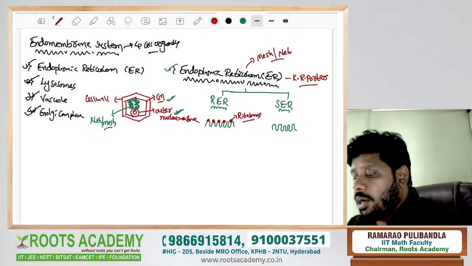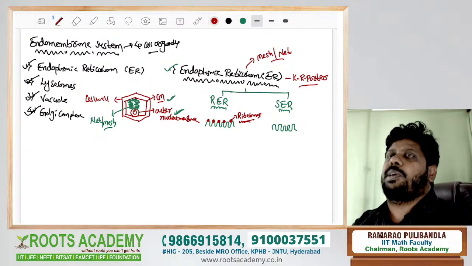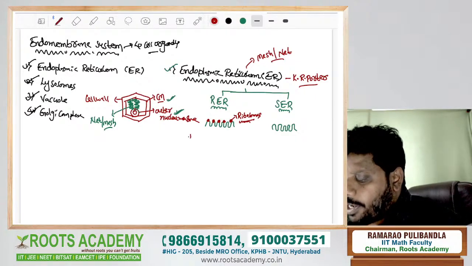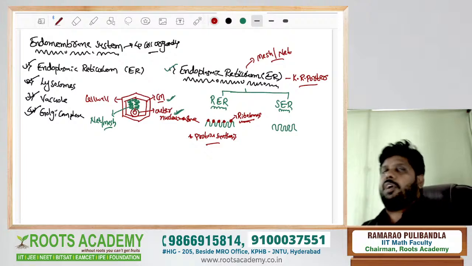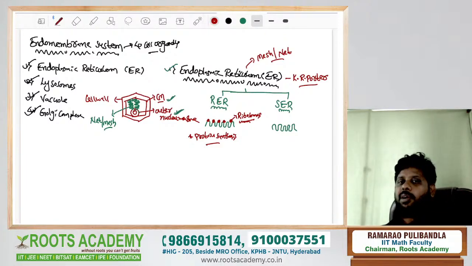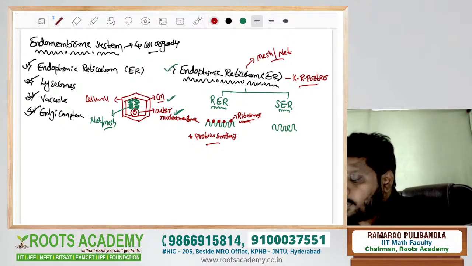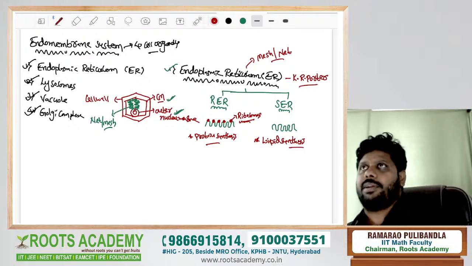Sir, what is the function? Wherever ribosomes are present, rough endoplasmic reticulum participates in protein synthesis only. Ribosomes are attached on the surface of rough endoplasmic reticulum. Because of the presence of ribosomes, rough endoplasmic reticulum plays an important role in protein synthesis. But smooth endoplasmic reticulum plays an important role in lipid synthesis in plant and animal cells.